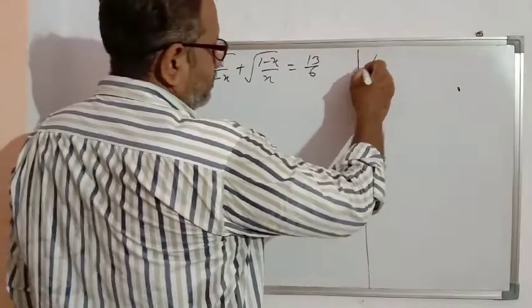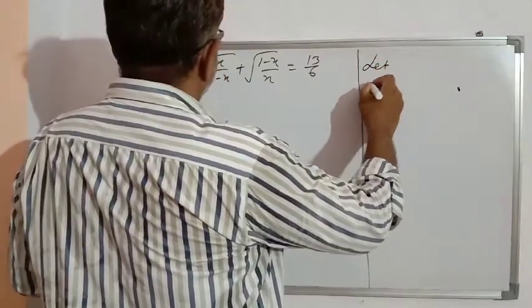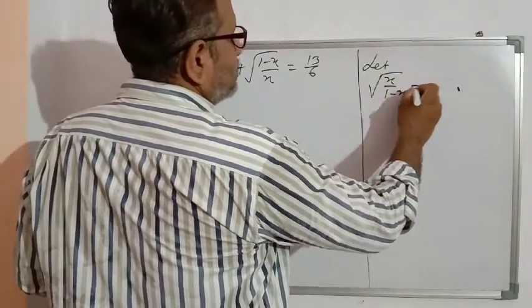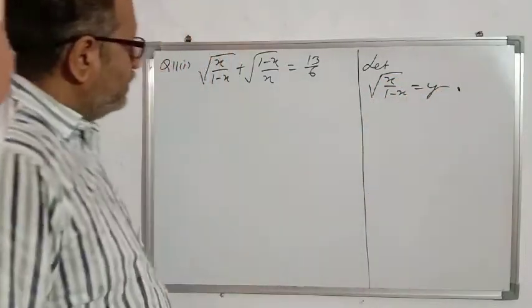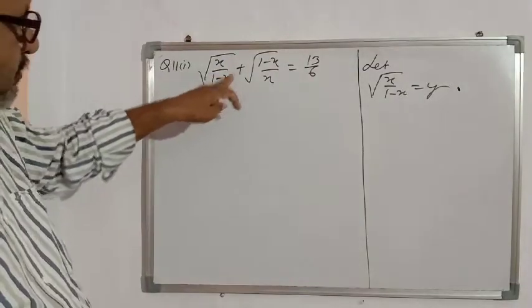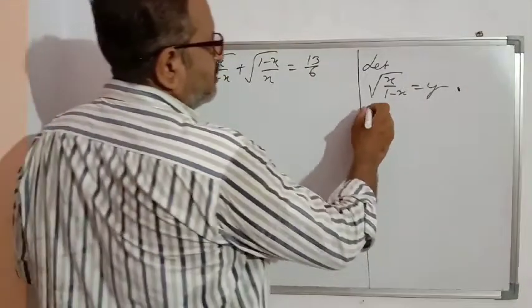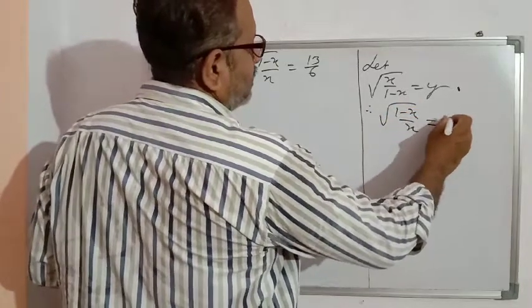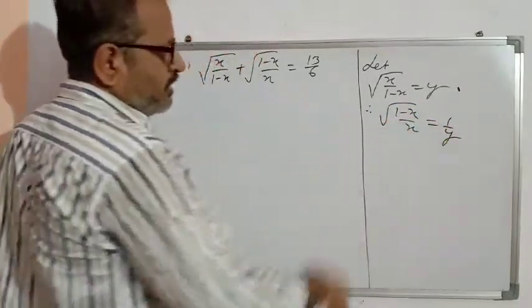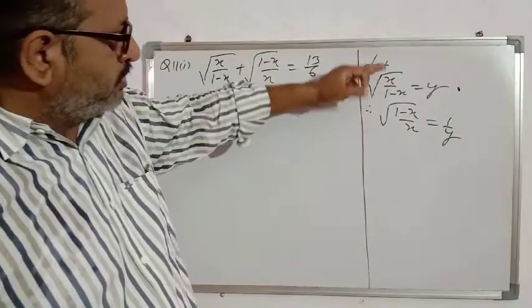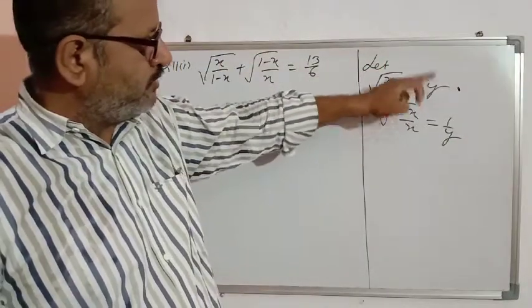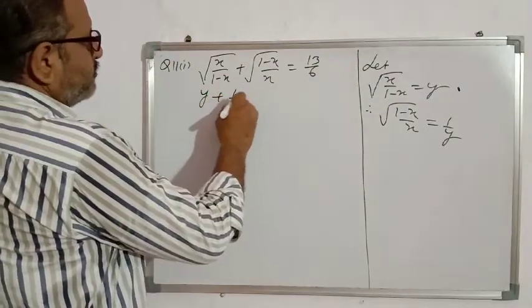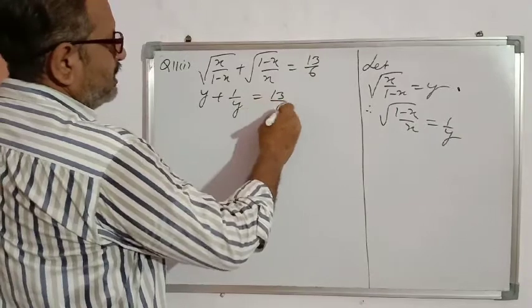Let us suppose root x upon 1 minus x is equal to y, the first term. So what will under root 1 minus x by x be? It will be 1 upon y, the reciprocal of y. So putting it here, it is y plus 1 upon y is equal to 13 by 6.